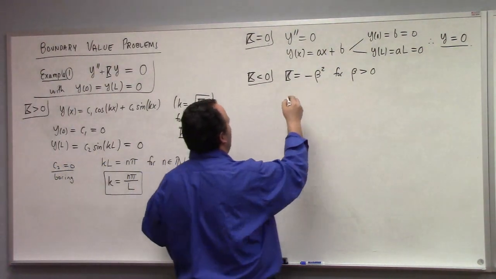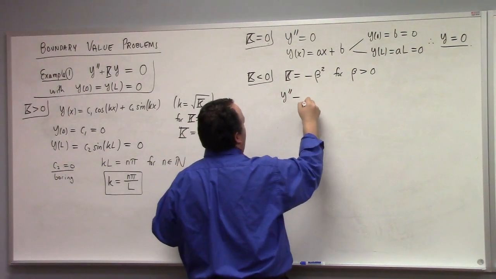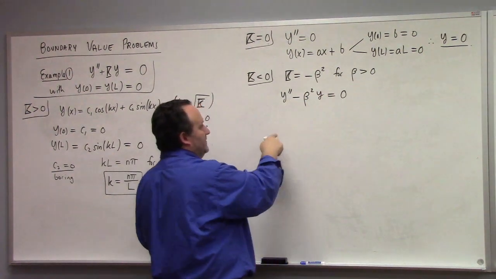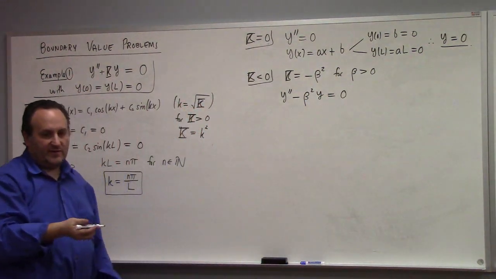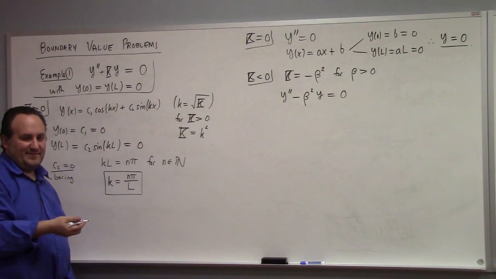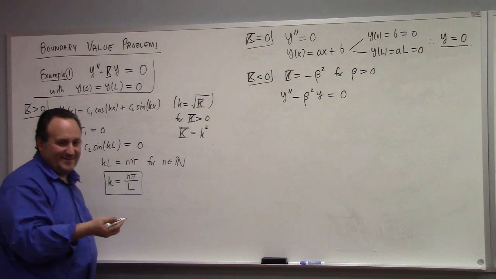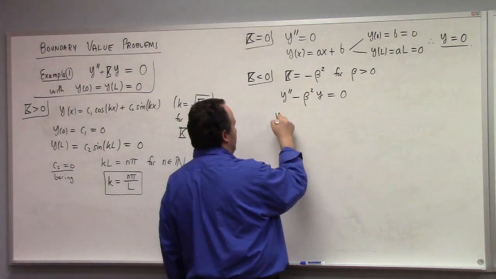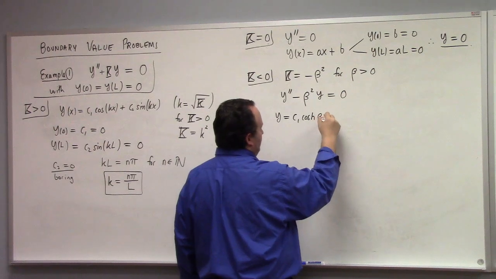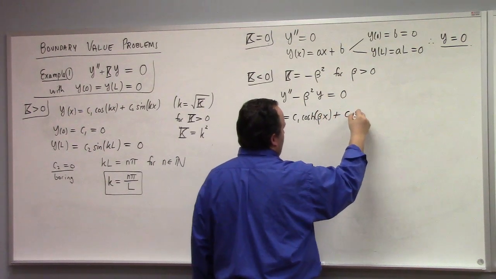So now you've got y prime prime minus beta squared y equals to zero. What's the solution of this guy? Well, if you study differential equations, you learn that the solution is y equals to c1 cosh of beta x plus C2 sinh of beta x.